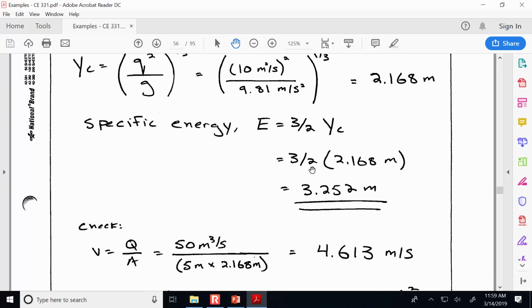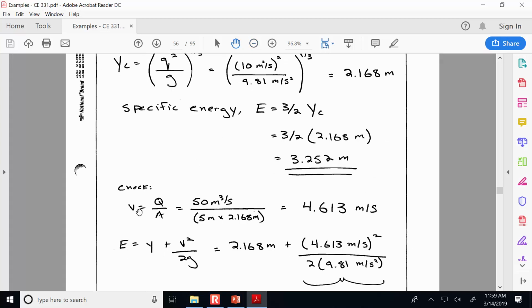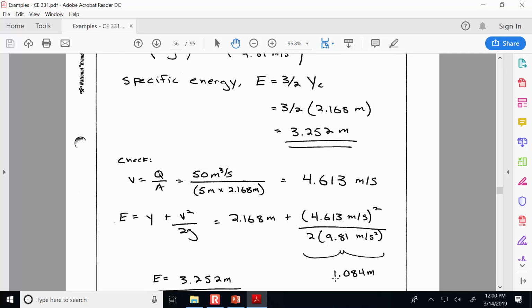But let's just double check and see if that's actually the case. And so here the velocity in this illustration, if you had a flow depth of 2.168, so if it was the critical depth, then the velocity you'd be seeing is 4.613 meters per second. And so here's the depth and the velocity head. And so the velocity head is 1.084, and it's proving this shortcut that 2/3 of the specific energy exists as the critical depth under that specialized condition.